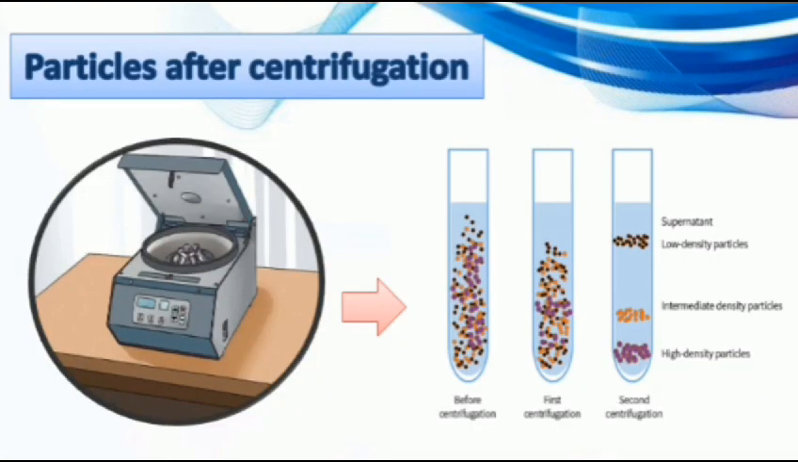Now you can see three tubes here. In the very first tube before centrifugation, particles with different densities are mixed together. In the second tube, particles will start to move to a place according to their densities. In the third tube, after the second centrifugation, particles will find their place of settlement and adjust according to their densities. After the second centrifugation, three types of particles are shown. Low density particles are called supernatant, intermediate density particles are present between, and high density particles are present at the bottom.